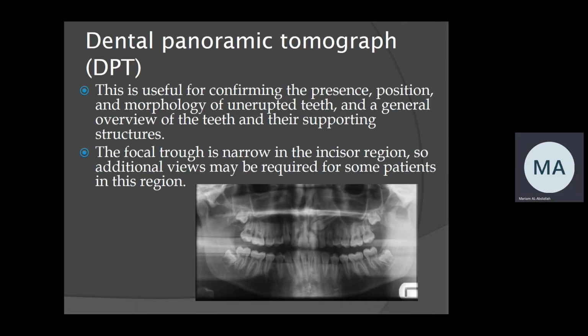The DPT, if taken, is very useful to confirm the presence, position, and morphology of unerupted teeth, and to give a general overview of the teeth and their supporting structures, and the root morphology as well. If you need further information for the incisor region, this is not the view to be taken, or you can aid your view by having an upper occlusal or periapical.